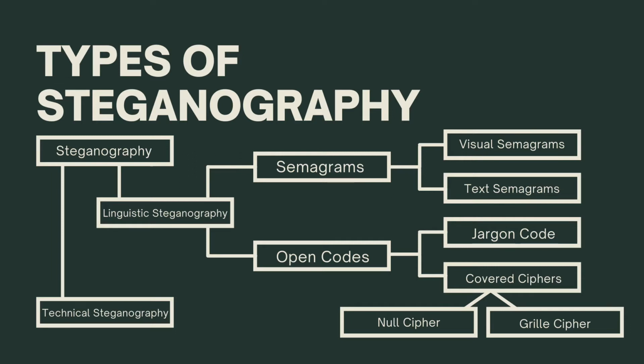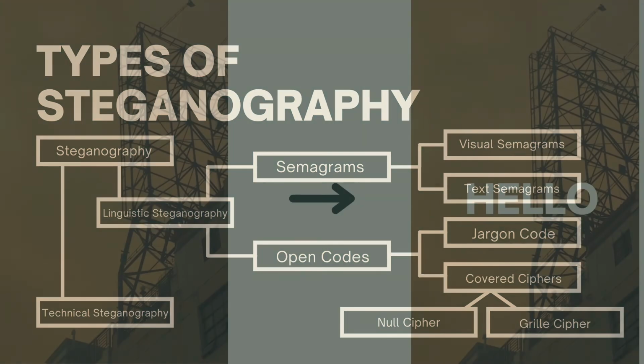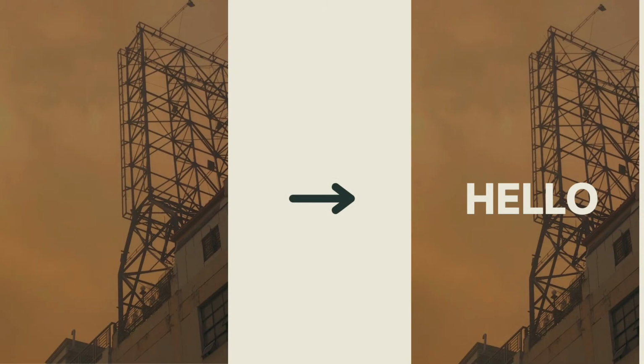For our topic today, we will focus on images, which is classified under visual semagrams, since it may appear as a normal object but actually has a secret code in it. Like this, for example, the image on the left actually contains a hidden message which can be seen on the second image. This can be decrypted if you know the password set by the one who made the image with the secret message.